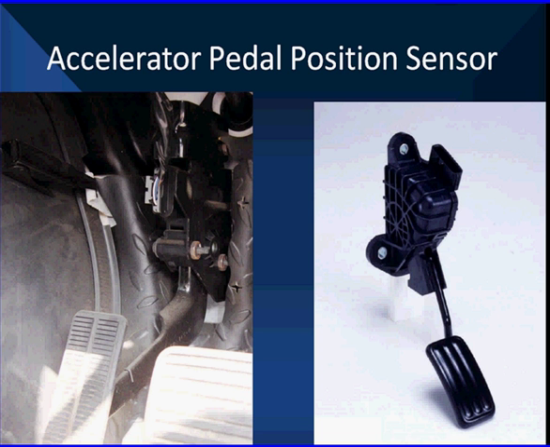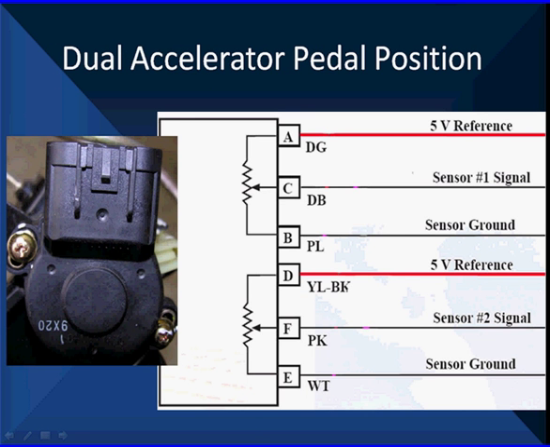Let's look at this sensor. It's shown over here on the right, and then you see it mounted on a vehicle on the left. Here's the sensor on the left and the diagram on the right. In most cases, you're going to have two APP sensors. Signal 1, signal 2, APP 1, APP 2 is the common way to refer to them.